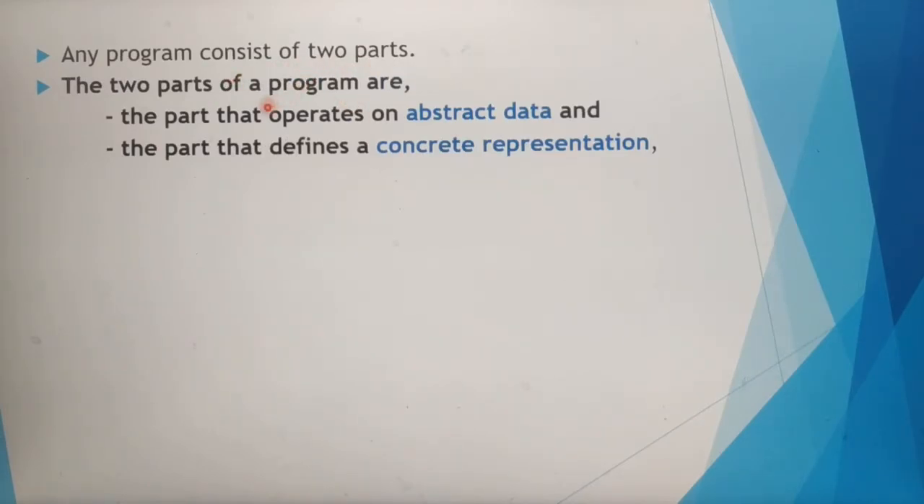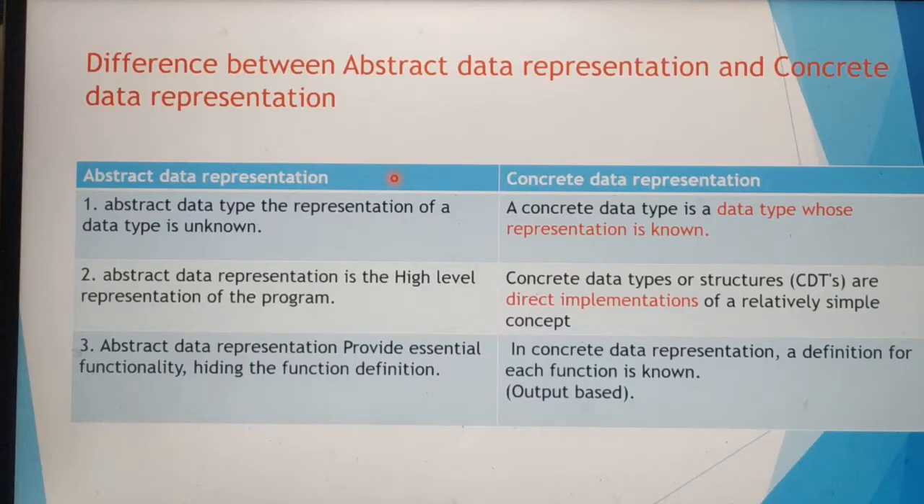Any program consists of two parts. One is the part that operates on abstract data and the second is the concrete representation. Abstract data means only the basic structure of the program. Concrete representation means each individual abstraction must be implemented. It will explain each and every definition part of the abstractions. Now we can see the difference between abstract data representation and concrete data representation.